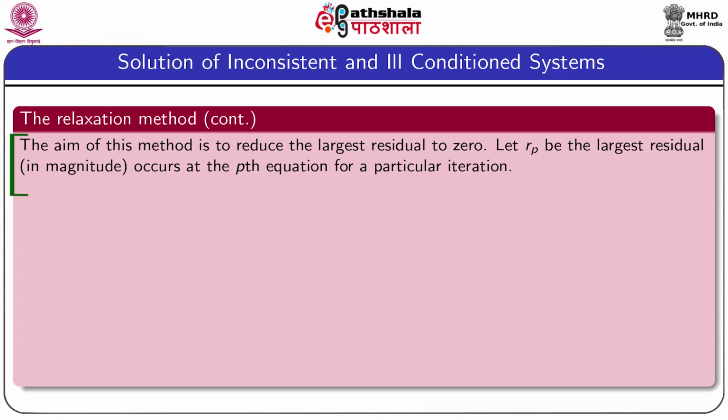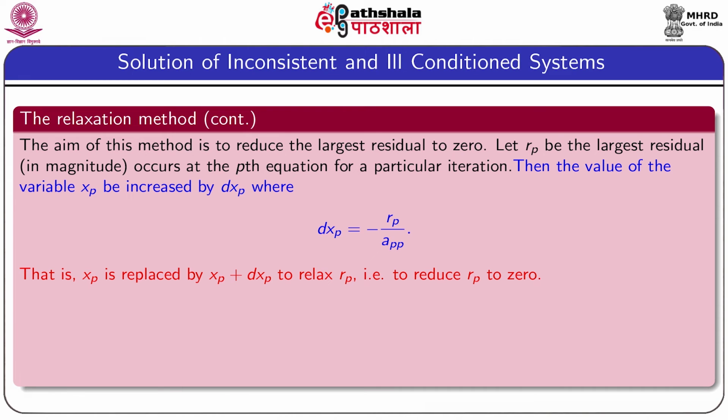Now we assume that Rp, the largest residual in magnitude, occurs at the pth equation for a particular iteration. Then the value of the variable xp is increased by dxp, where dxp is defined by minus Rp by app. Rp is the residual for the pth variable or pth equation. That is, xp is replaced by xp plus dxp to relax xp, that is, to reduce Rp to 0.